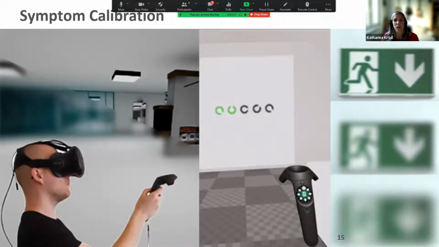So let us start by looking at the symptom calibration methodology. In our user studies, we use this methodology to calibrate our simulation of reduced visual acuity to the same level for every user. But before I'm going to tell you exactly how we did this, I want to revisit a few fundamentals about visual acuity.